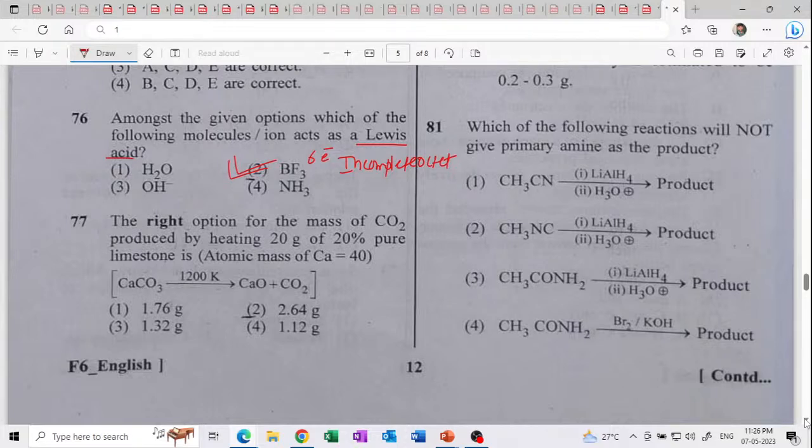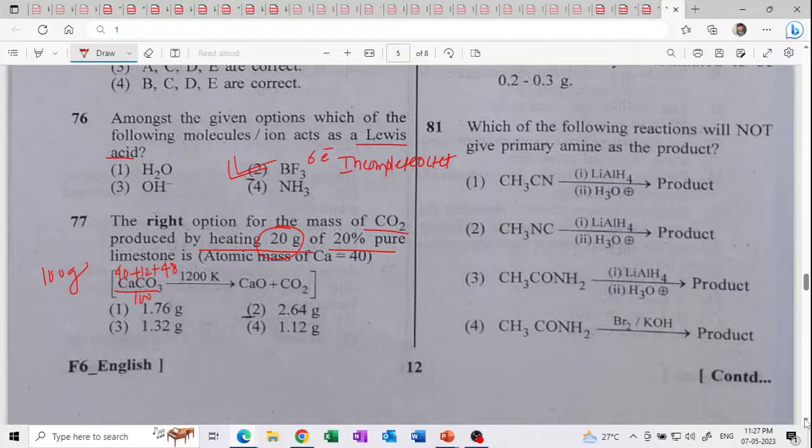Then the right option for the mass of CO2 produced by the heating of 20 gram of 20% pure limestone. Limestone is calcium carbonate. Calcium has atomic mass 40, carbon has 12, oxygen has 16, 16 into 3, 48. So how much? This is 100 gram. So out of the 100 gram, 20% pure is 20 gram. Get it? And then CO2 is formed from calcium carbonate. So this is 100 gram.